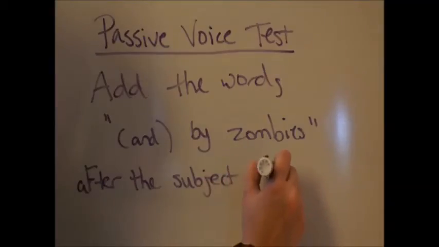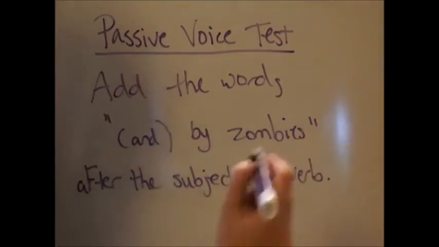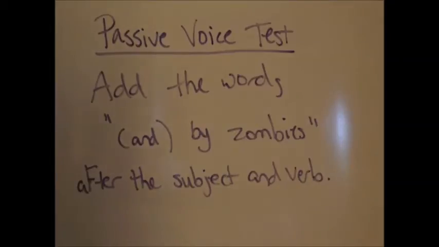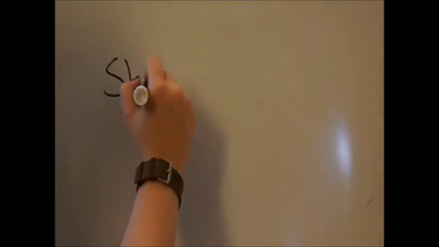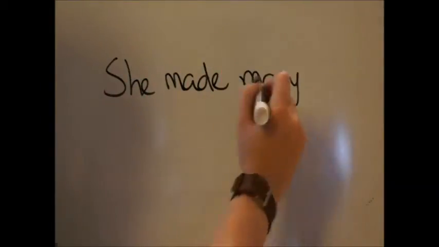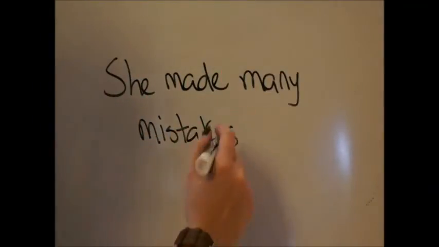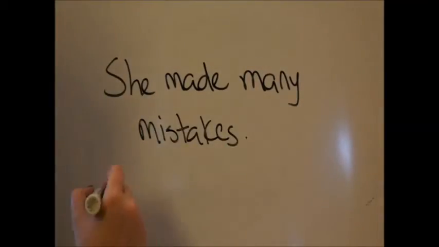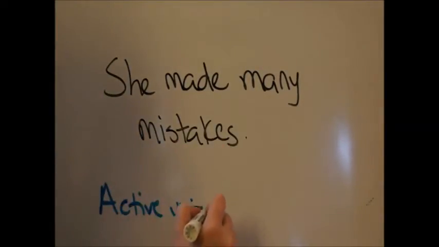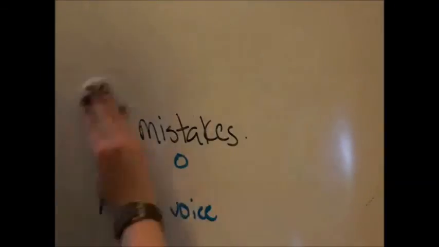Now, there is a test to see if you have passive voice. You can just add the words "by zombies" after the subject and the verb. And this may seem silly, but let's try it out. For example, if we have the sentence, "She made many mistakes," and we try to add "by zombies" in there, it doesn't make sense. "She made many mistakes by zombies?" No, this is not passive voice. So is it active? Well, we have a subject, we have a verb, we have an object. That's active voice.